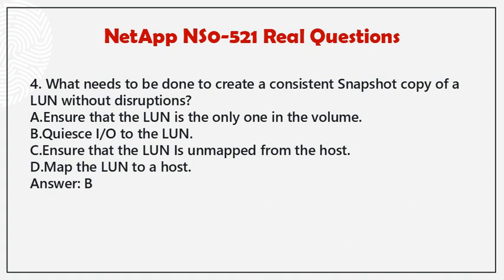4. What needs to be done to create a consistent snapshot copy of a LUN without disruptions? A. Ensure that the LUN is the only one in the volume. B. Quiesce I/O to the LUN. C. Ensure that the LUN is unmapped from the host. D. Map the LUN to a host. Answer: B.